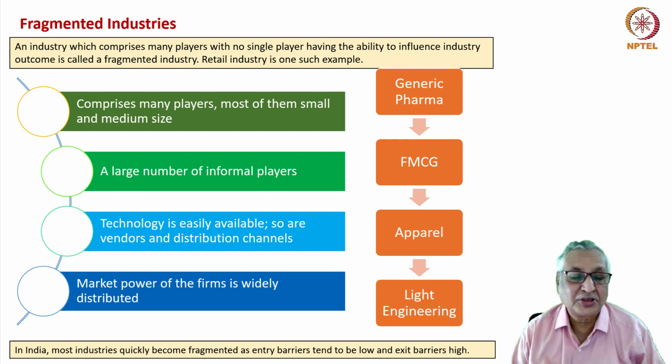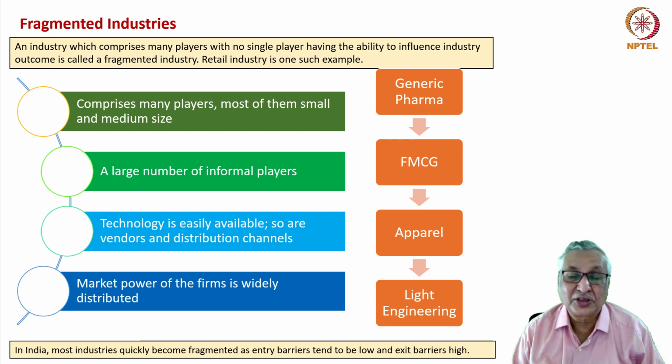In India, most industries quickly become fragmented as entry barriers tend to be low and exit barriers high. The case of the domestic formulation industry in the Indian pharma is a case in example. The barriers to entry are very low. Anyone can set up a tableting facility or a capsule making facility based on bulk drug that is supplied by other players and a few machinery that are required for tableting or capsuling as necessary. And that enables every small entrepreneur to get into the formulations business.